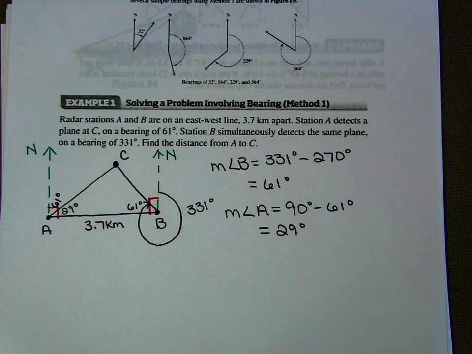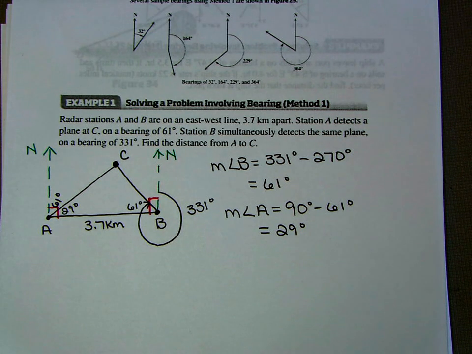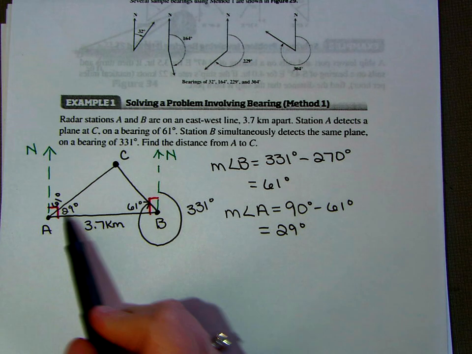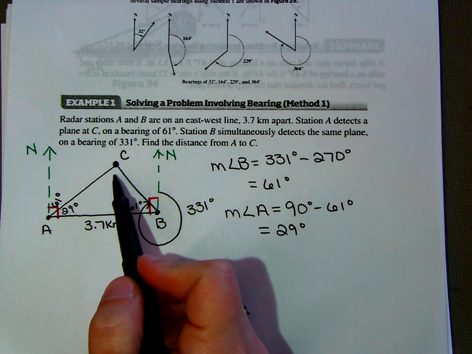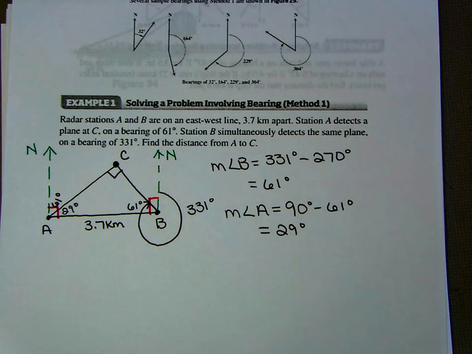We need to figure out one more angle, just so that we know what kind of math or trig we can use here. What do we know about the measure of the interior angles? What do they have to add up to be? 180. What does 29 and 61 add up to? Yeah, it adds up to 90. So if these two angles add up to 90, then what's the measure of angle C? Yeah, it's also 90. We have a right triangle. That's really good for us because now we can use all of our traditional trig that we know.